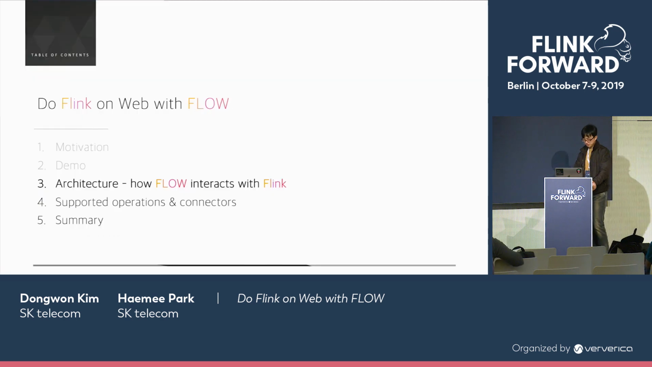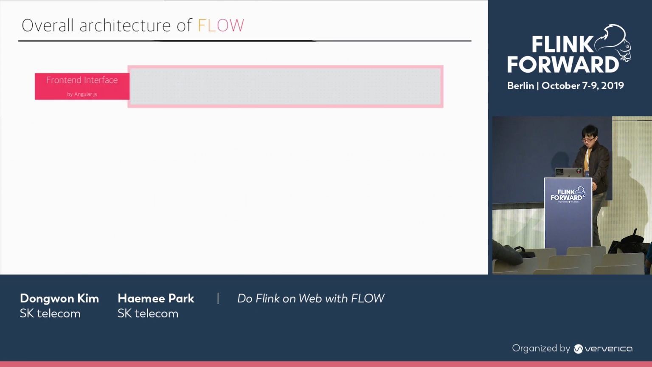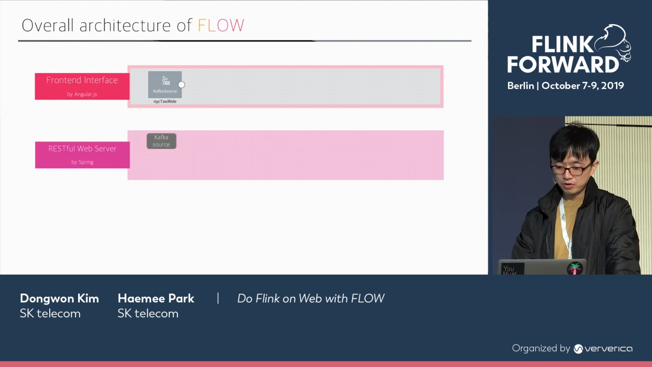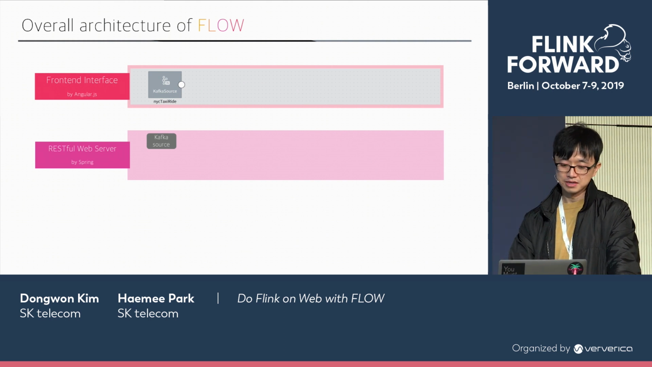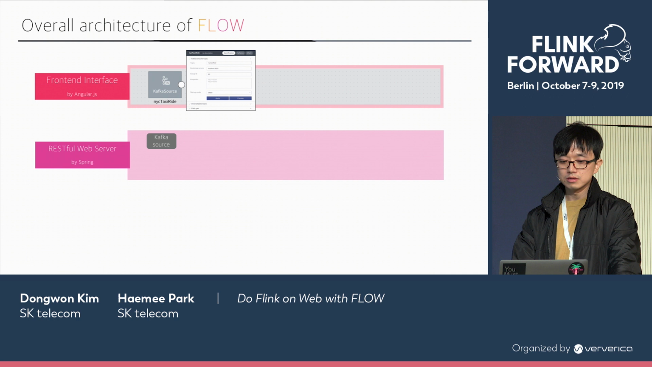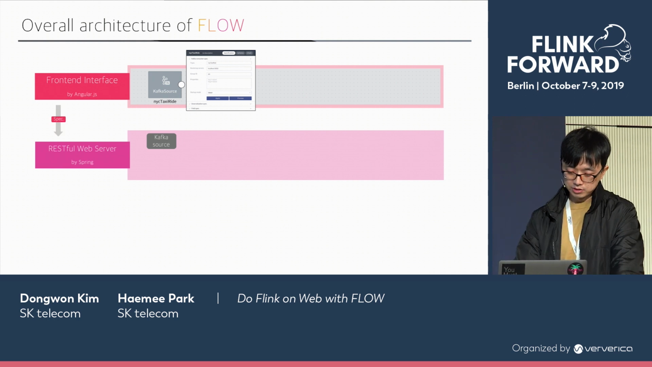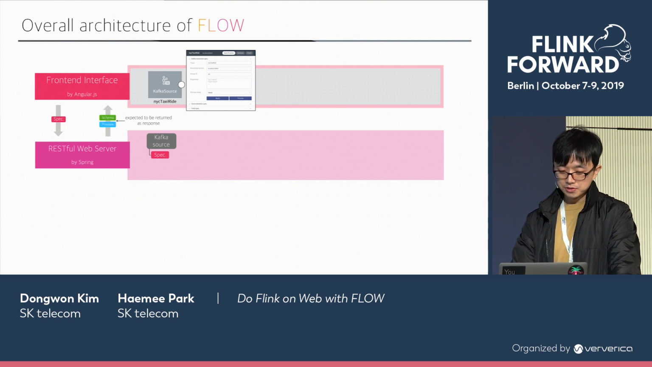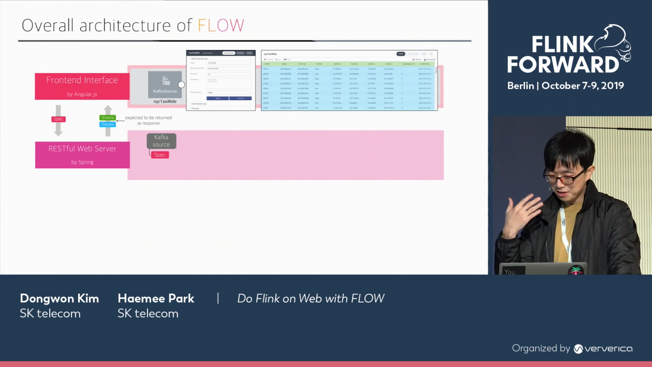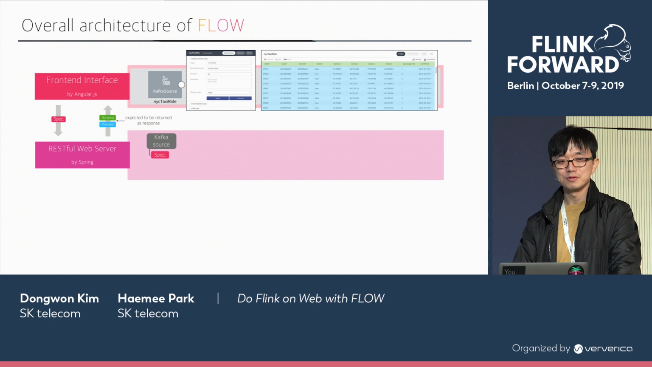Okay, thank you, Haemee. Let's see what's going on behind the scene. When you drag and drop Kafka source on the canvas, Flow will create a corresponding resource on our Spring-based backend. And when you complete the specification, Flow updates the Kafka source in the backend with the specification. And as the response, Kafka source's schema and preview are expected to be returned, so that Flow can show you this preview table.